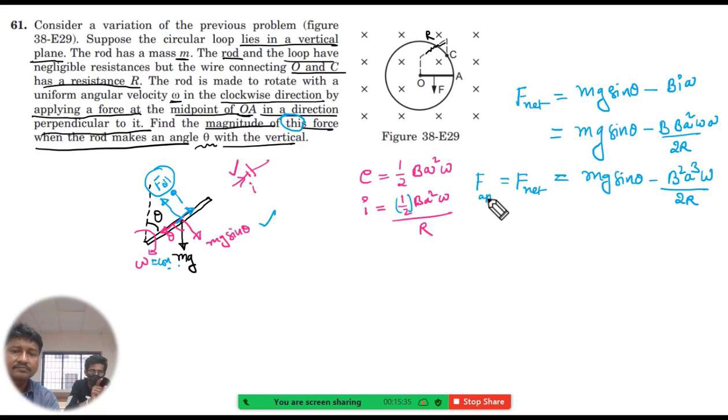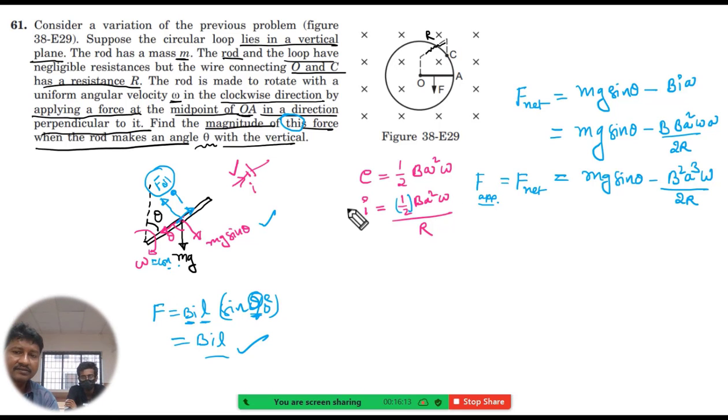Sir, shouldn't sin theta come in the force? The magnetic field is normal to the rod, so that factor becomes 1. F is equal to BIL sin theta, and this theta is the angle between the magnetic field and the length, which is 90 degrees. The magnetic field and length are perpendicular, so sin 90 becomes 1. That's why we simply used BIL. Understand? This is your doubt.